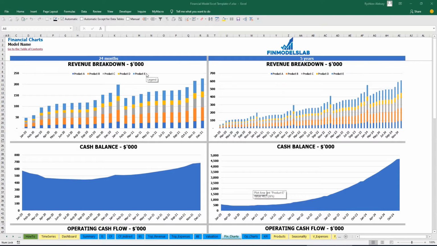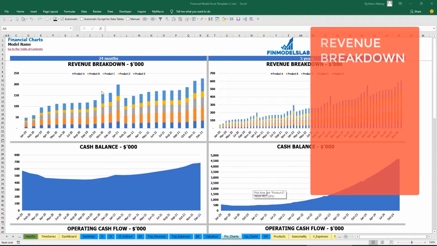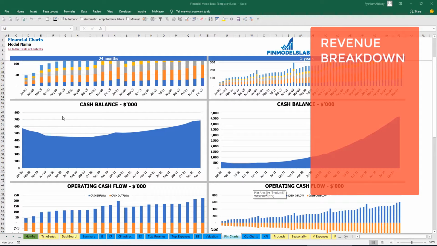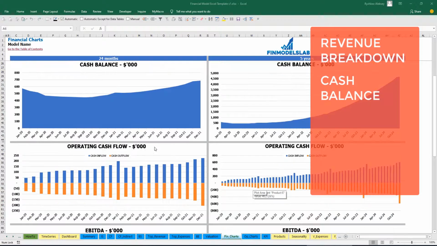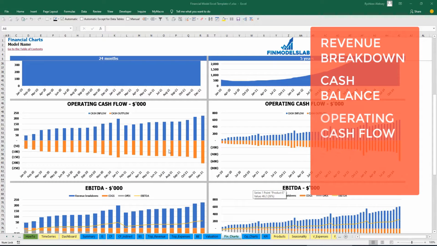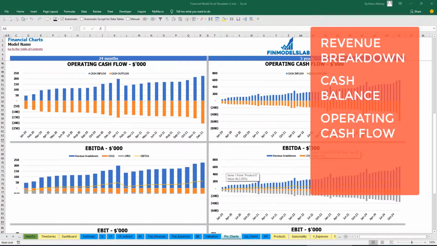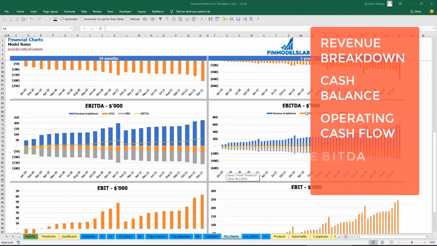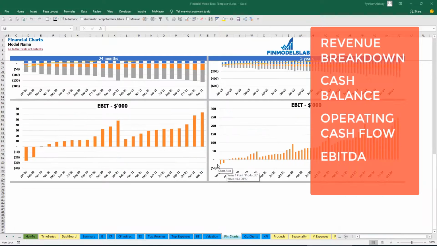On the top of the Financial Charts tab you may see the revenue broken down by products, and this information is presented for the 2 years by months and for the 5 years by months. Below you may see the chart for the cash balance, operating cash flow broken down by cash inflow and cash outflow, breakdown of EBITDA, which is revenue, COGS, OPEX, and the resulting EBITDA you may see as a yellow line, and also EBIT, also broken down by months for 2 years and for the 5 years.